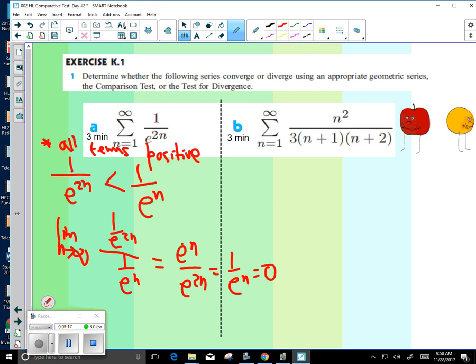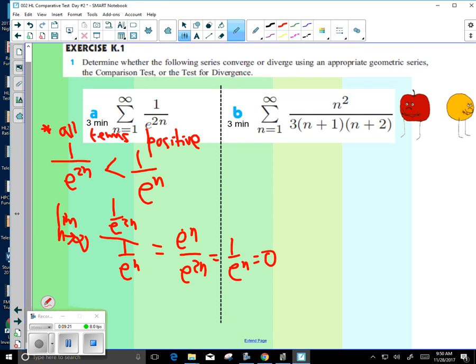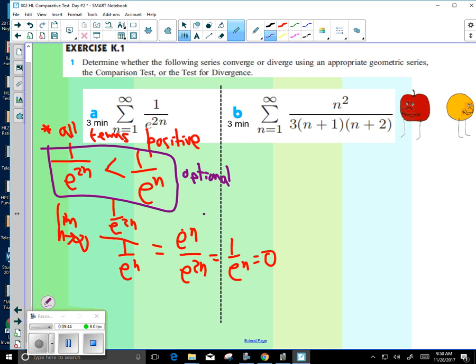Do we even have to say the first part, the positive terms? For the comparison test, you do not. And that's kind of the beauty of it. This is optional. You don't have to have this. You don't need to put that in there if you don't want. But just get one that you do know. I know this one. Okay, that one's going to converge.